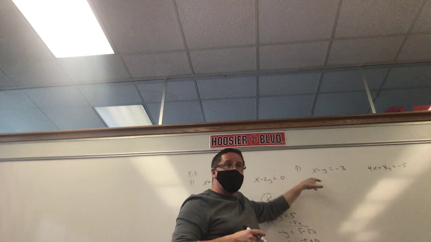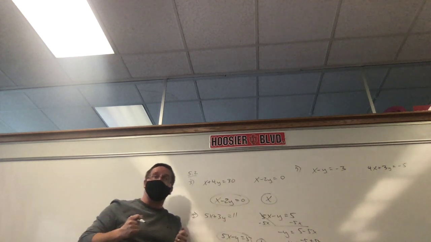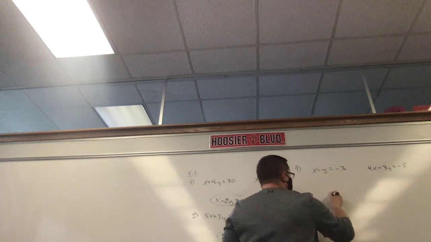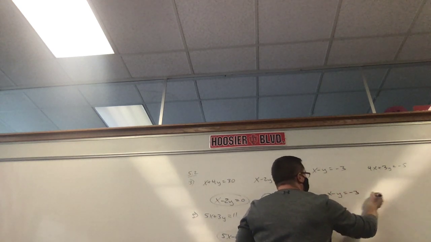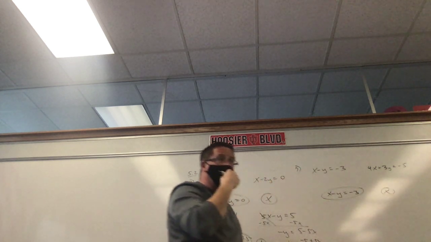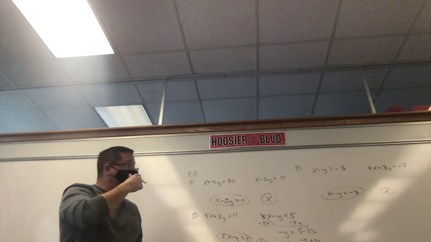This has just an x, so you want to get x by itself. How do you do it in two words? Add y. Okay, so you want to get x all by itself from x minus y equals negative 3. You just have to do one step. Add y to each side. That's all you'd have to do.